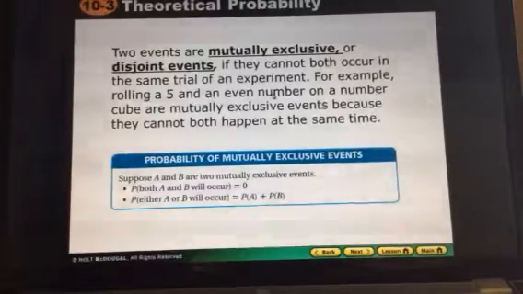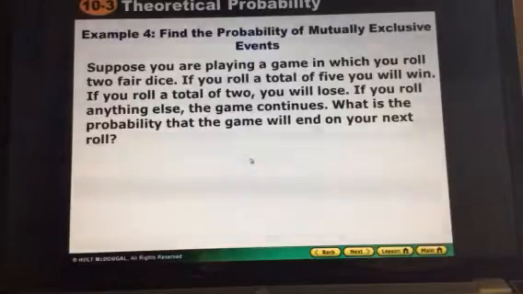Rolling an even number would be 3/6. So that would be, wait a minute, I'm sorry. Even number would be 3/6, and 1/6. So that would be 4/6, or 2/3. But we're doing a different one.